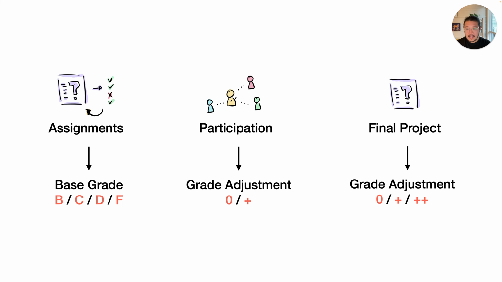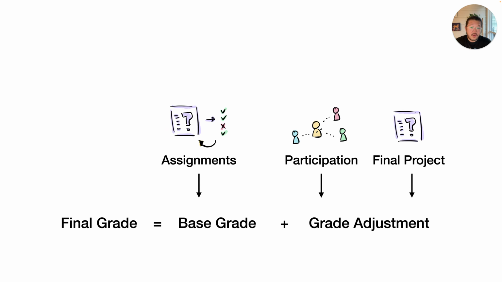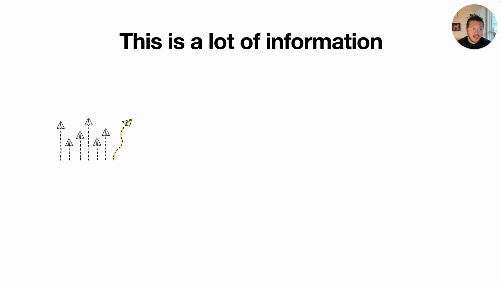So once again, we have assignments where you can get B, C, D, F, participation where you can get 0 or plus, and the final project, where you can get 0, plus, or plus plus. Your final grade is you add it up, right? So you go from your base grade, and then you count how many plus signs you get, and you get a total grade. So this is a lot of information.